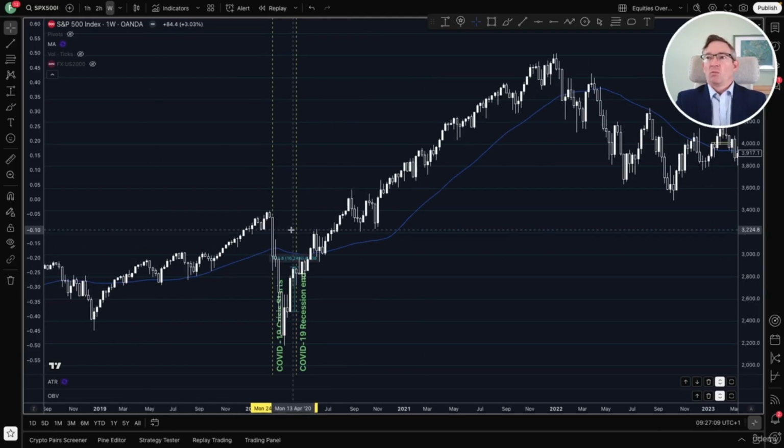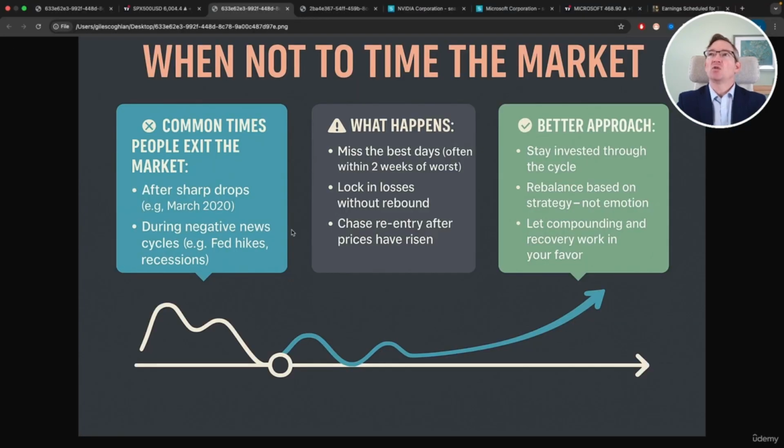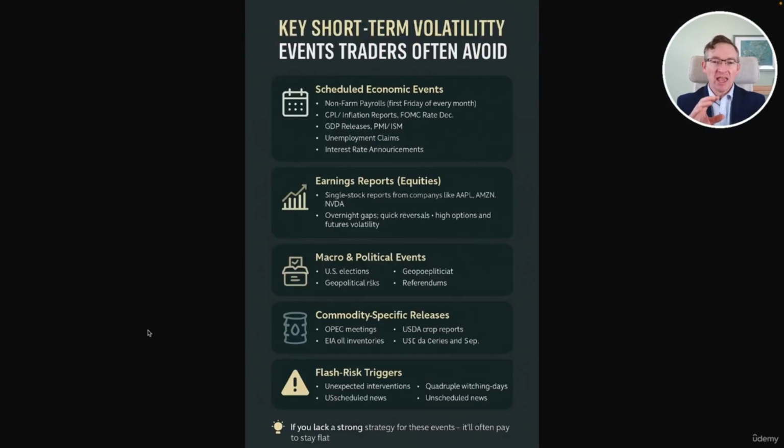Now, with that all being said, there is a part 2 of this, and this is for short-term traders. For short-term traders, there is a time to stay out. This is for traders who are swing trading, maybe looking at holding positions for 3 days up to 2 weeks.